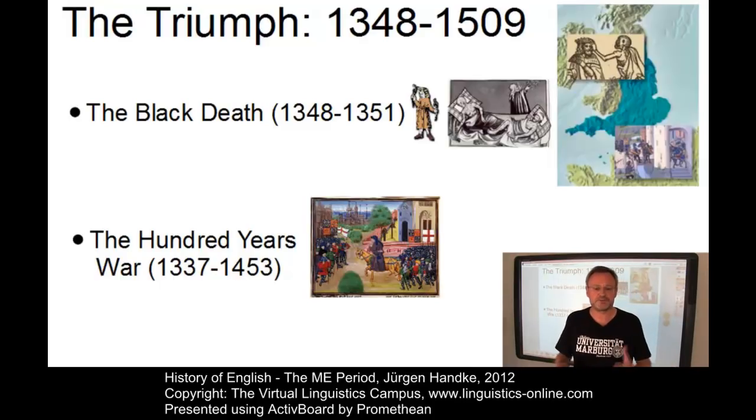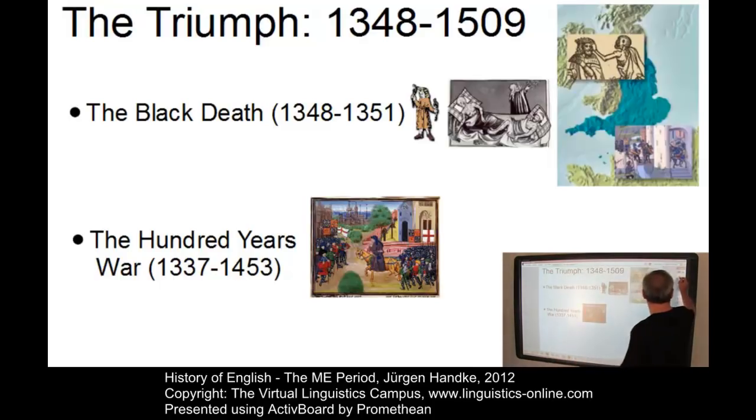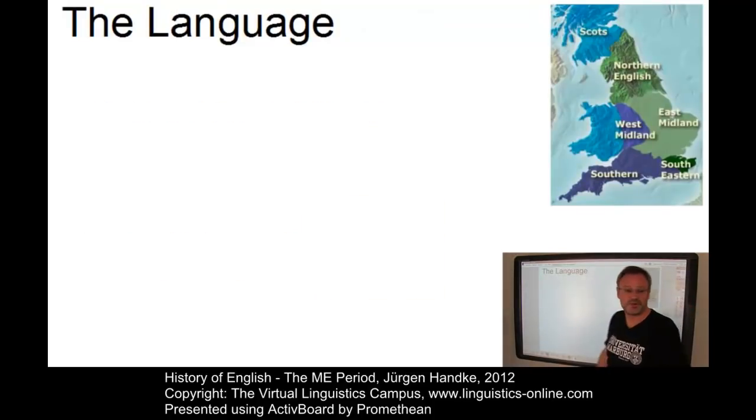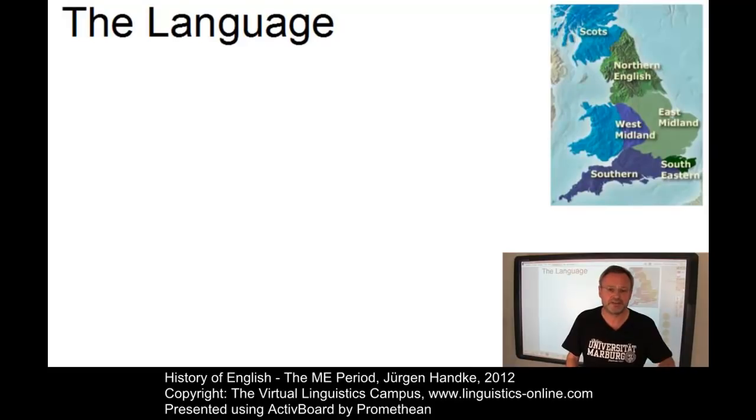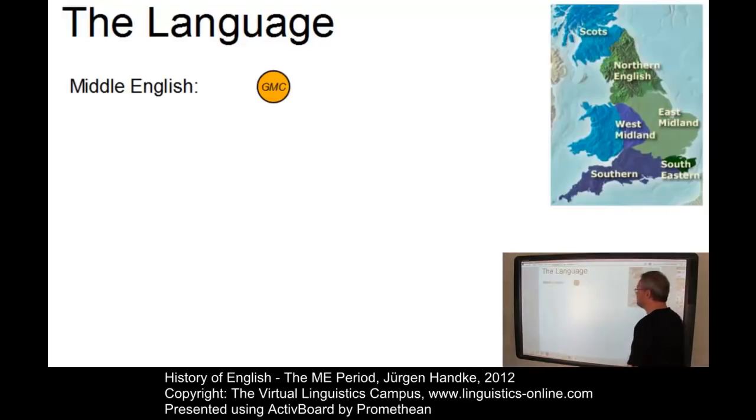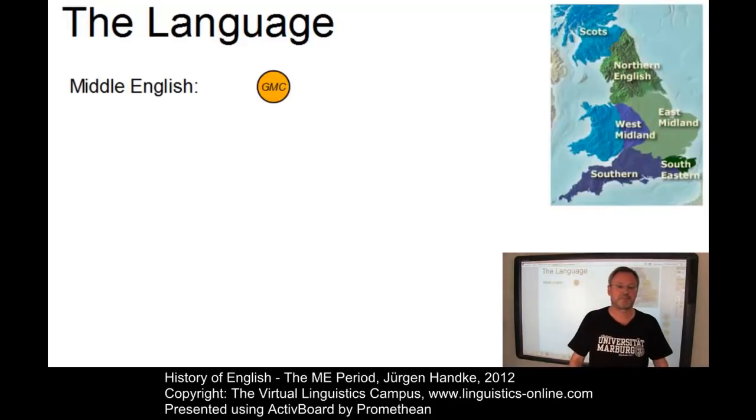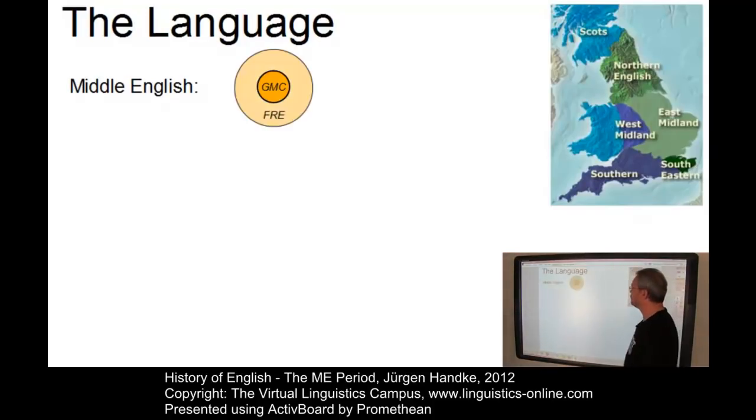So, these were the phases, and this is what really happened to the language. Due to Latin and French influences, a new language had evolved by the mid of the 14th century. Middle English was clearly Germanic at its core, but it had an extensive Romance vocabulary.